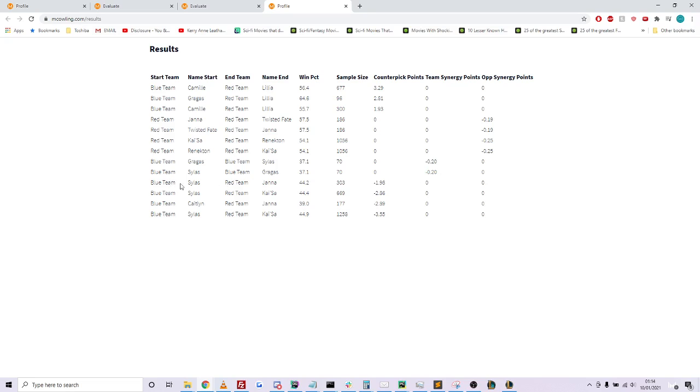And then we see that Sylas against Janna has a bad win rate. Sylas against Kai'Sa also has a bad win rate. So these are the points we were trying to accumulate earlier. And we have Caitlyn is bad against Janna.